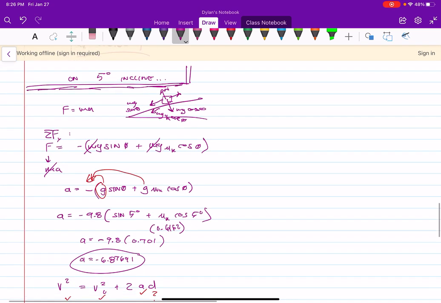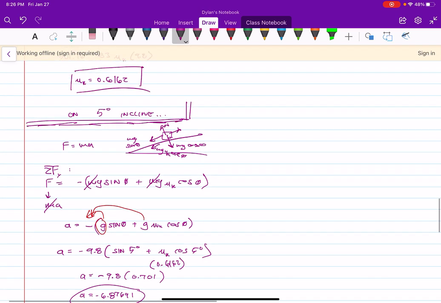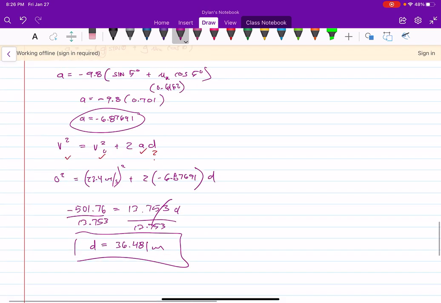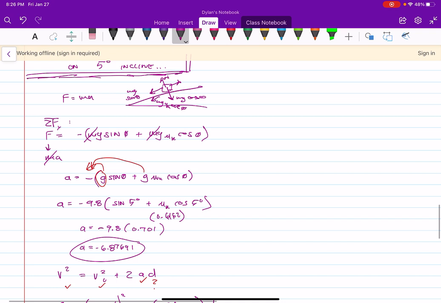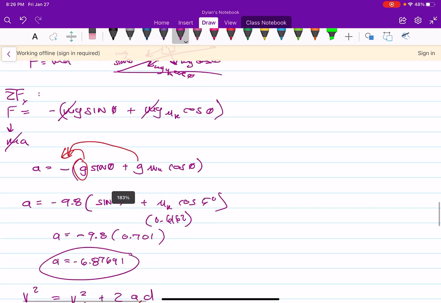coherent check. And so then I still need to find what the problem asks for, which is the distance it takes for the car to stop when it's going that fast, when going up a 5-degree incline. So I did my sum of forces in the x direction, because we don't really care about the y at this point. We have enough knowns since we solved for the coefficient of kinetic friction.